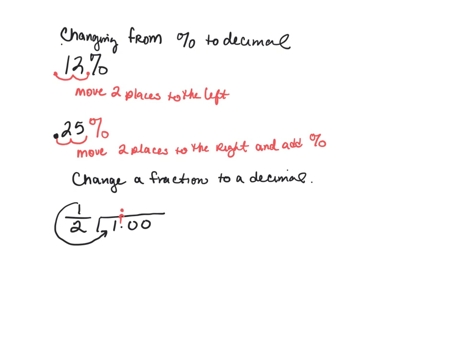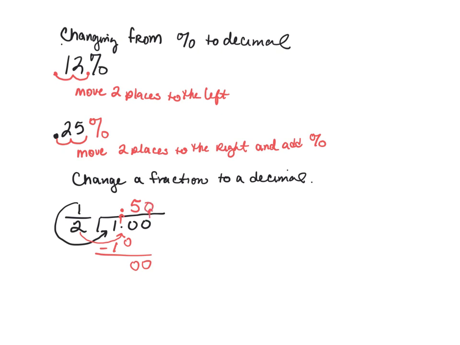And then we're going to divide. We're going to divide the 2 into 10. Okay, we're going to ignore the decimal point for a minute and divide the 2 into 10. And that goes 5 times. And when you subtract, you get 0. So you just bring this 0 up.